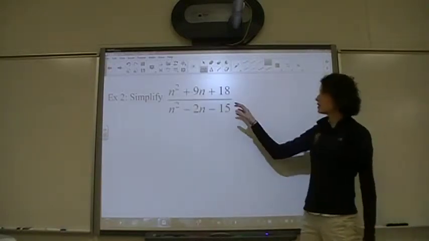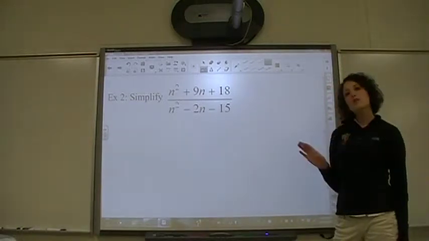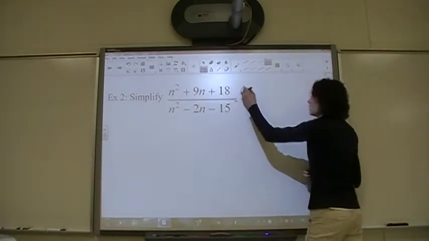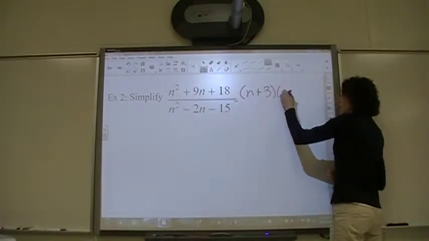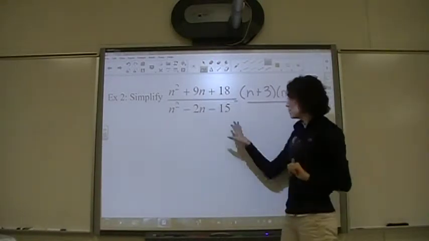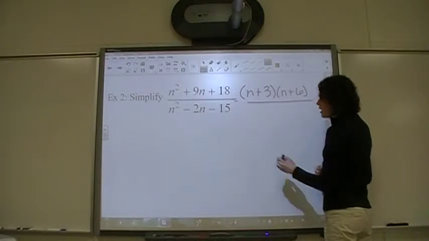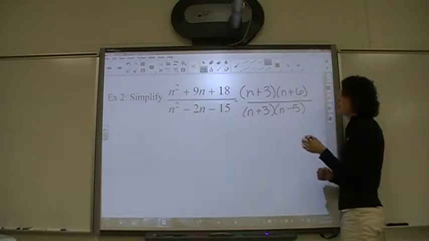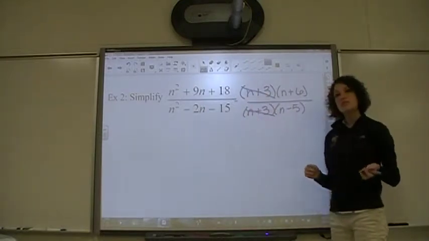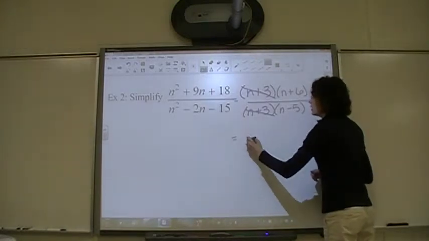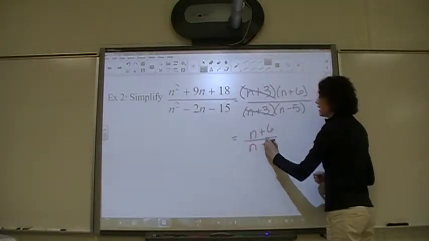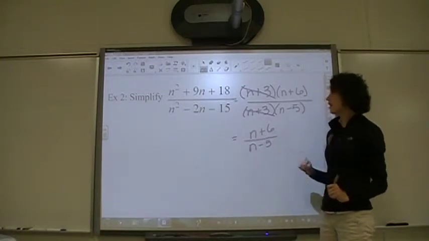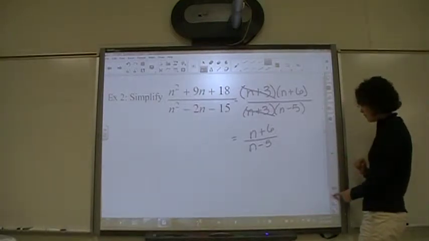All right, let's go ahead and look at something if we want to simplify it like this. What you want to do first is factor. Factors of 18 that add to 9, that's going to give me n plus 3 and n plus 6. Now on the bottom, factors of negative 15 that add to 2, that's going to give me an n plus 3 and an n minus 5. So you see that your whole quantity of n plus 3's can completely cancel out. And then all you're left with is n plus 6 all over n minus 5. Now these n's right here cannot cancel because of this plus and minus sign. So your final answer is n plus 6 over n minus 5.